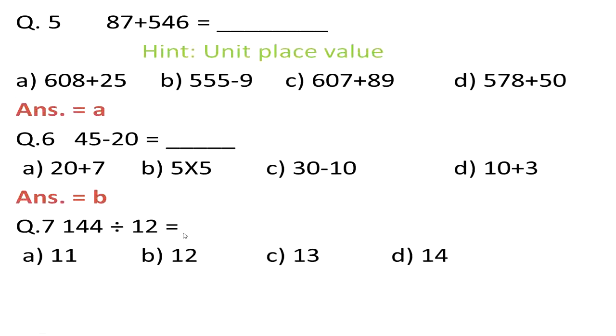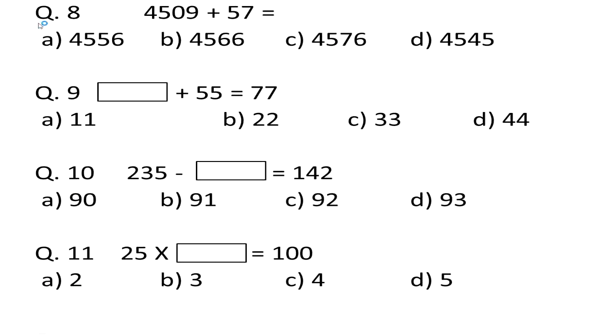So we know the answer is option number B, because again we know the square of 12 is 144. Then moving towards our question number 8, 4509 plus 57 is equal to. This is again a straightforward question, so we can find the answer easily, and the option is option B, because here if we see, 9 plus 7 is 16, and here 0, so 5 plus carry 1, 66.